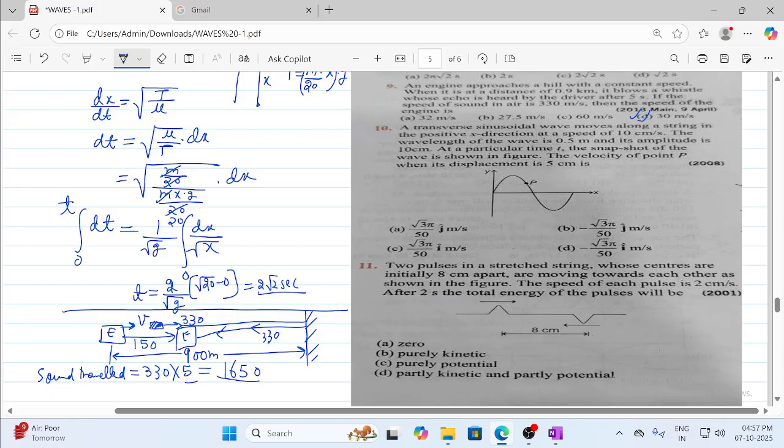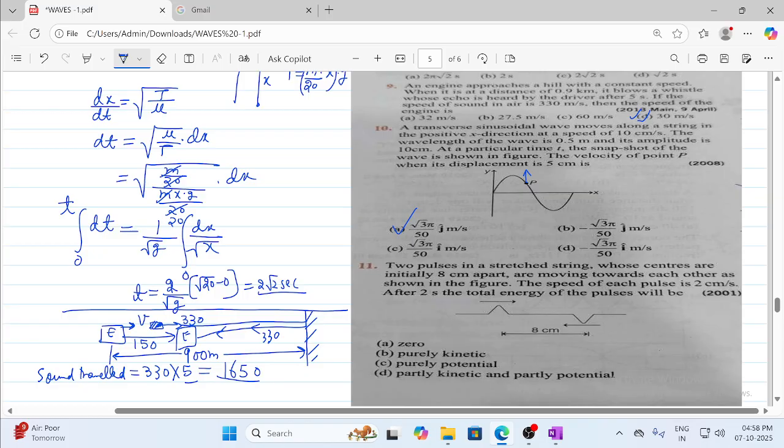They are saying a wave moves along a string in the positive direction at a speed of 10. Wavelength is given, amplitude is given, and at a particular time t, the snapshot of the wave is given. Find the velocity of the point P when its displacement is 5 centimeters. Again the same concept: the velocity of the particle is minus v times the slope. What is the slope in this case? Negative. So the velocity will be positive, so it will be moving in the upward direction. If it is moving in the upward direction, A is going to be the answer. Simple logic. That is the logic. Got it? Instead of solving and doing everything, in case they have given options like this, then you have to solve it. Got it?